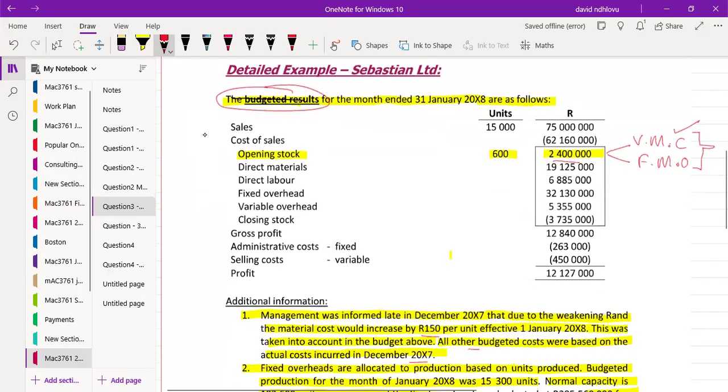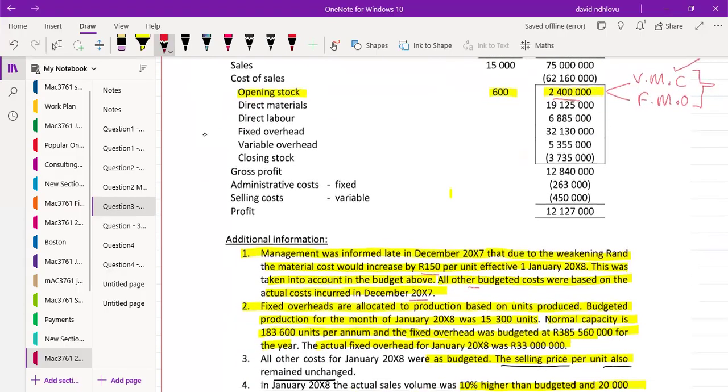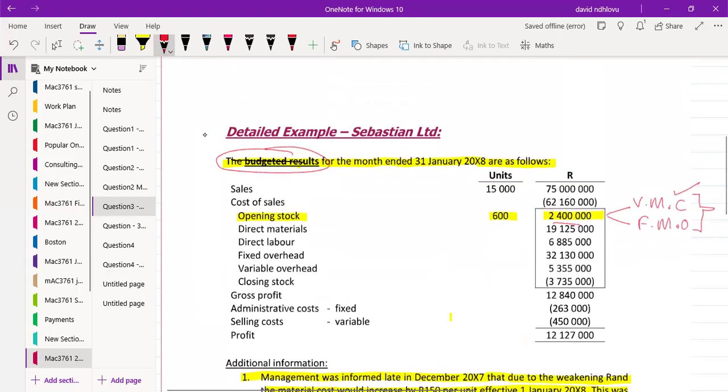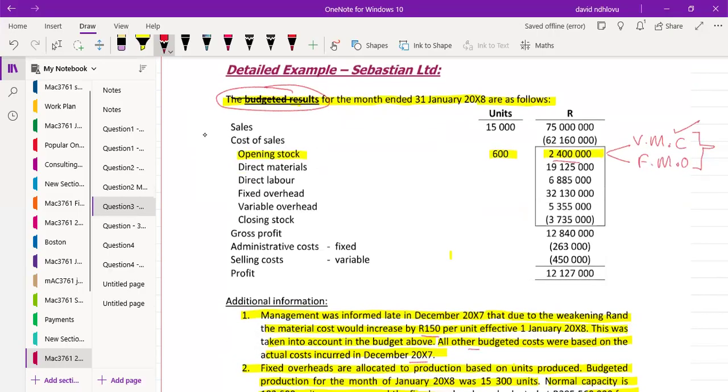Right, so remember, when we are doing a budget for January, on opening inventory, we are not going to be using estimation, right? Because we have already what? Finished, or we've already gone past December, which is the preceding month before January, right? So we have the actual information for December.